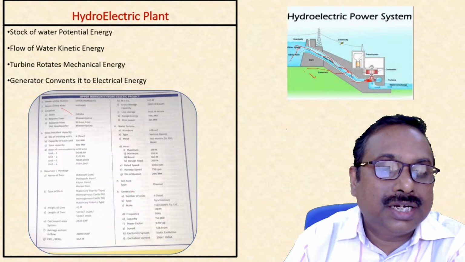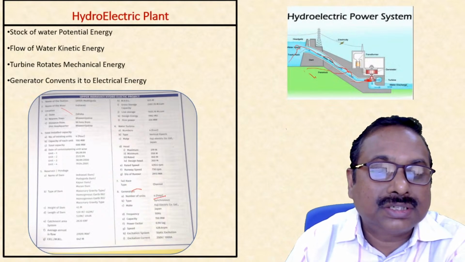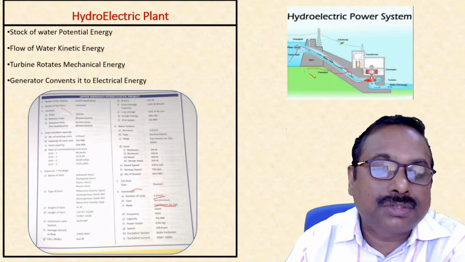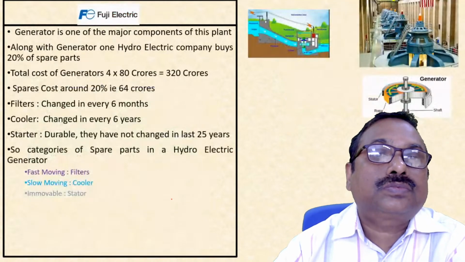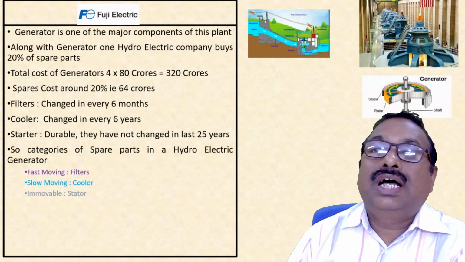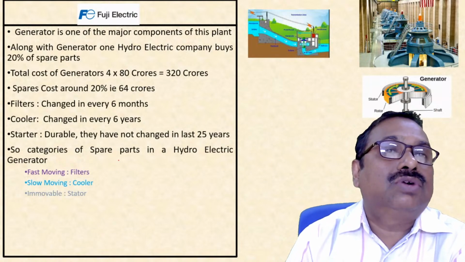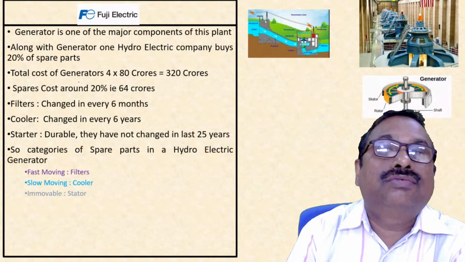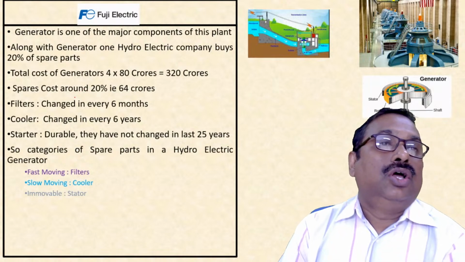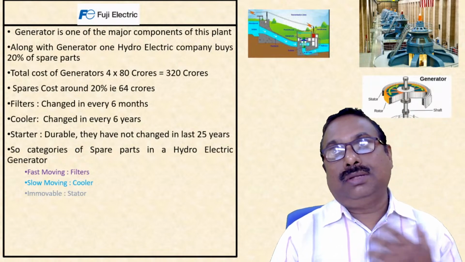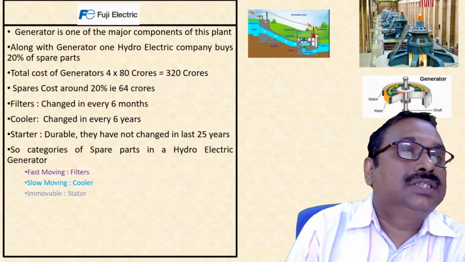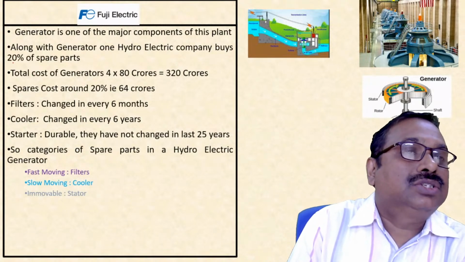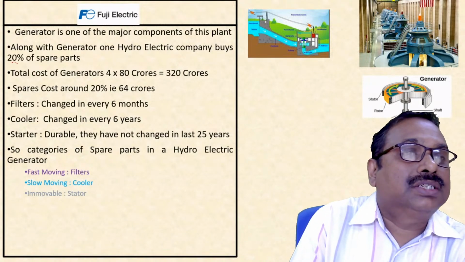Let us talk about the generator, which is a major part. Here there are 4 generators, and Fuji Electric Company, Japan, has supplied these generators. As we have seen, the generator is one of the major components of this plant. So when they purchased the generator from Japan, they bought 20% of the spare parts along with it.